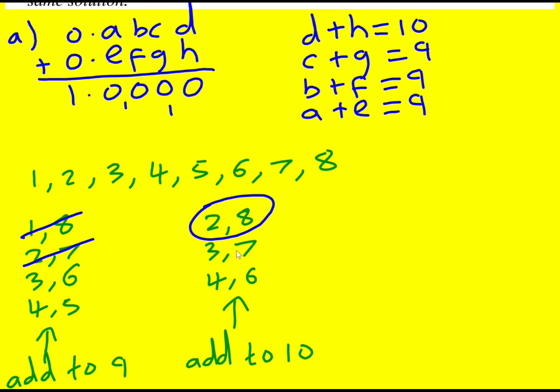And the same goes for all the other pairs, in fact. 3 and 7 will rule out these two. 4 and 6 will rule out these bottom two. So that is the main part of the argument, really.